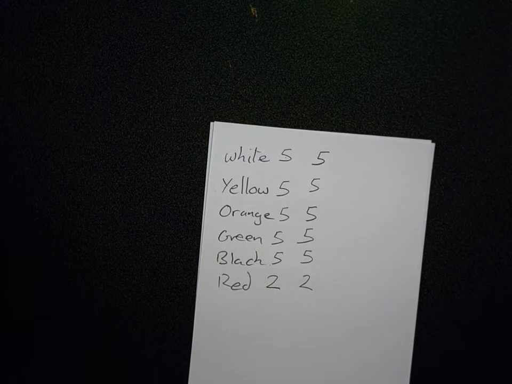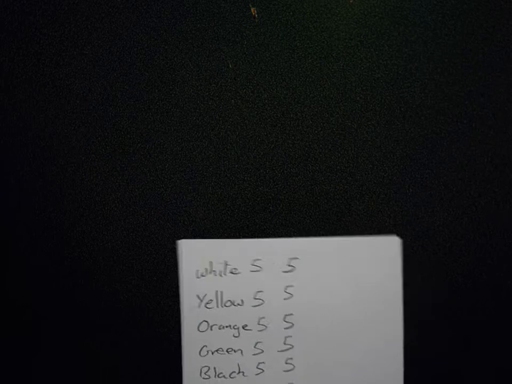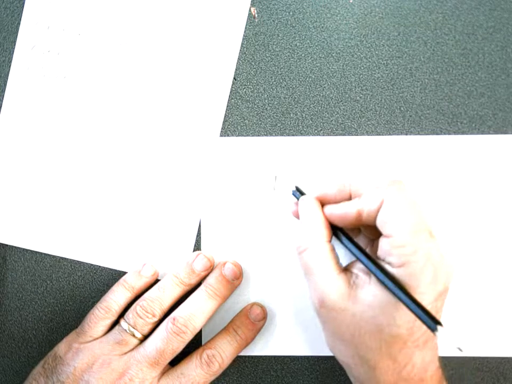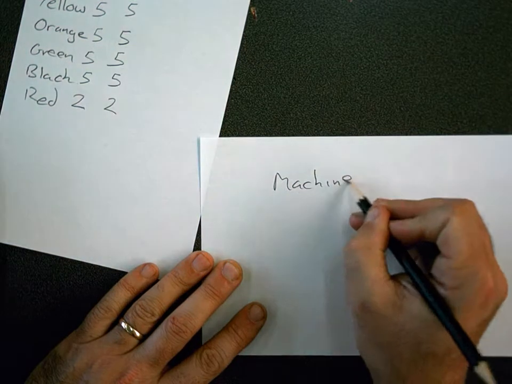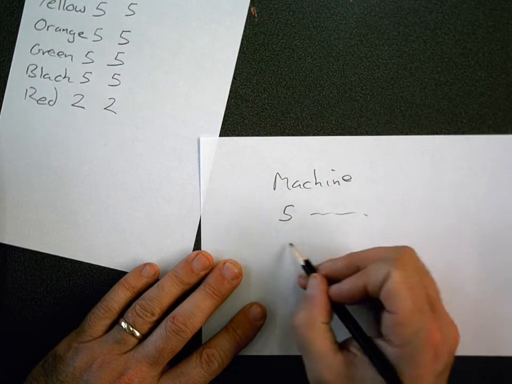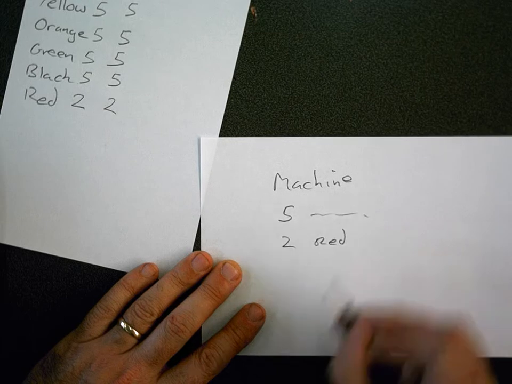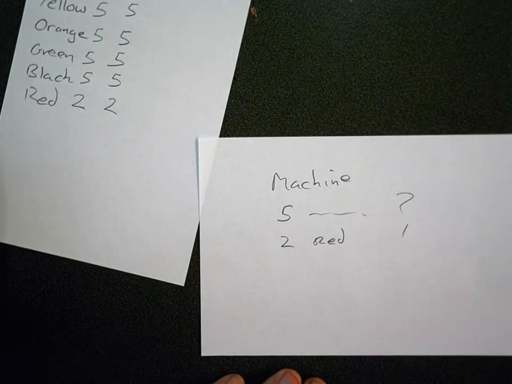Yeah, go for it. I've either got a machine that sorts them in. So is there a machine that sorts them? Now, if there is a machine that sorts them, what does the machine do? Puts them in 5 and puts 2 reds. Okay, so do we have a machine which counts 5 of everything and 2 red? That's our big question, isn't it?